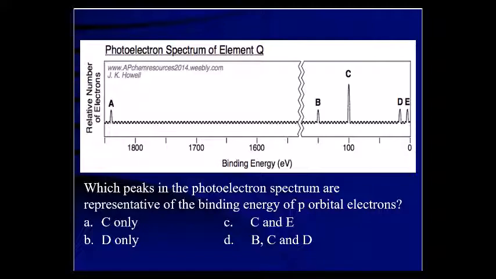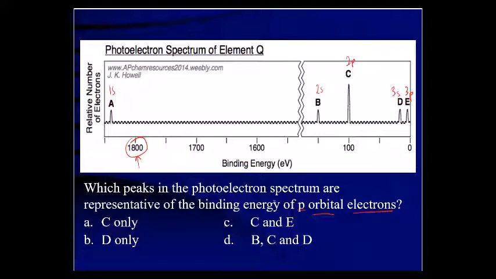Find the 1s. I love that idea. That's a great idea. All right. So where do I look to find my 1s? Highest energy. This is 1800. This is obviously the 1s over here. That means B has got to be the 2s. Good. And C is going to be the 2p. Okay. D, 3s. And then E is the 3p. All right, so now we've identified our orbitals, and we want to know the representative binding energy of p orbital electrons.